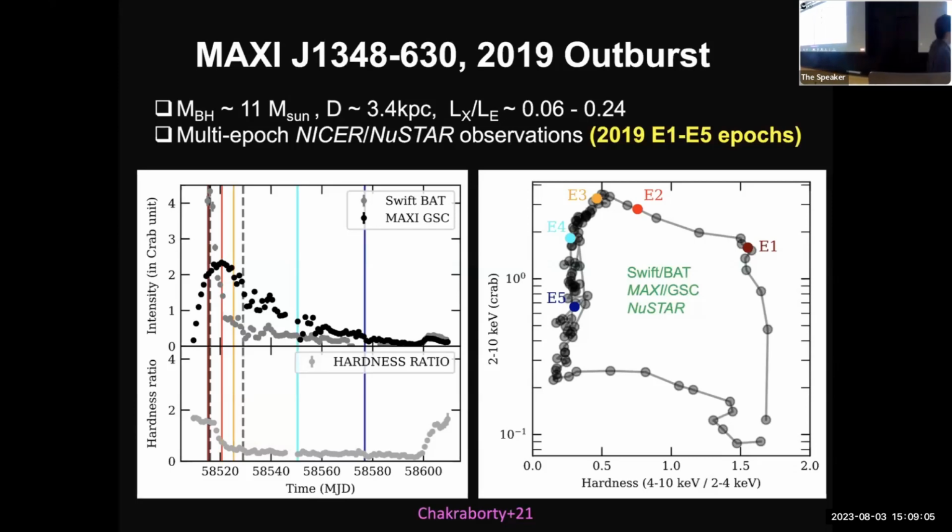On the right-hand side, we see the Q diagram showing the X-ray brightness as a function of the hardness ratio. NICER and NuSTAR have seen this source simultaneously over 5 different epochs, as you can see. So these are the domain in the Q diagram where we typically expect disk winds.